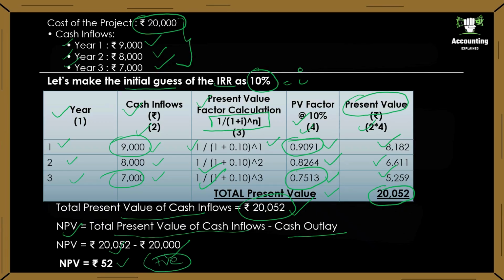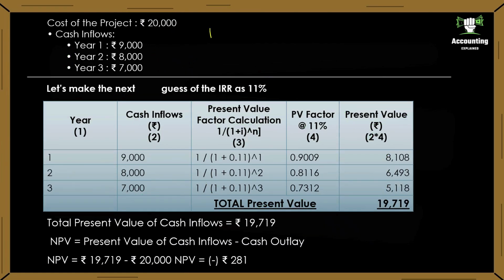So according to the flow chart which we have seen previously, if the NPV is positive, then we have to go for a higher rate and find out the negative NPV. Then we can apply interpolation to find out the IRR, which is the last step. When we took 10% as IRR, we had a positive NPV. Now we need a negative NPV to apply the formula, right? So we are going to increase the IRR to 11% and find out whether we are getting a negative NPV or not.